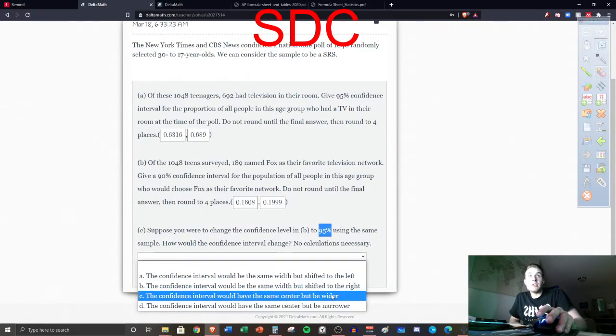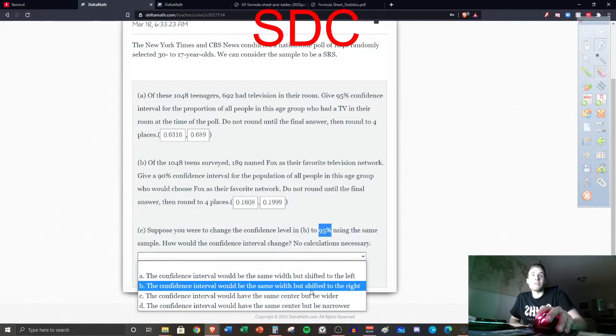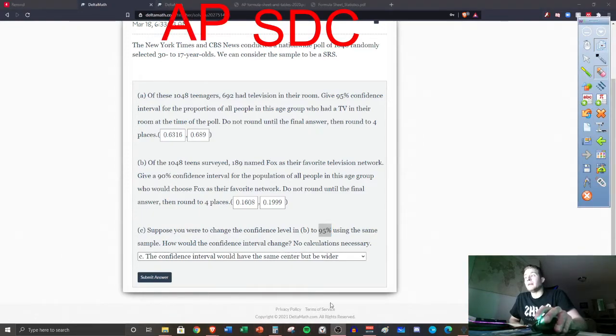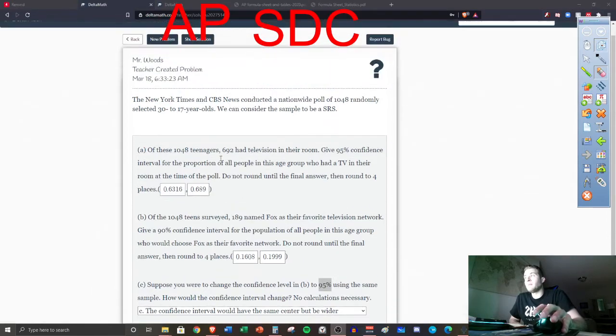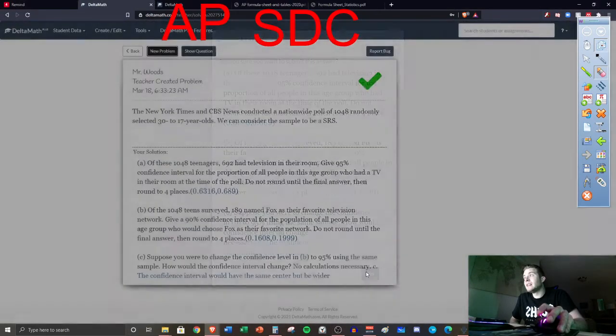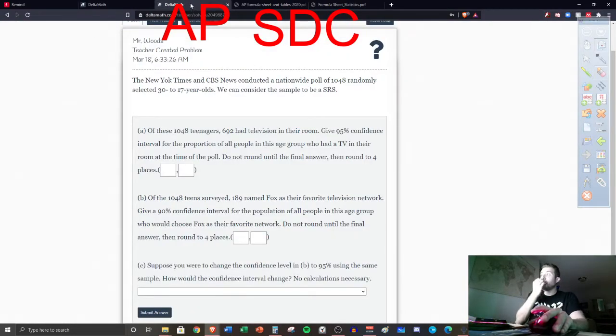It's either going to increase it or decrease it. Well, by increasing the confidence level, that increases our critical value, which increases our margin of error. Really what that does is it widens. Okay, it's going to widen the interval. Okay, that's what that's going to do. All right, we submit that and we get it correct.